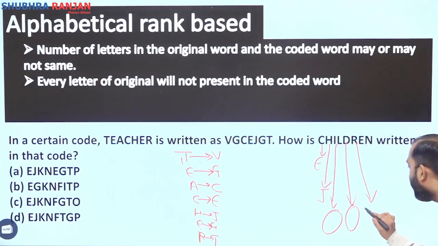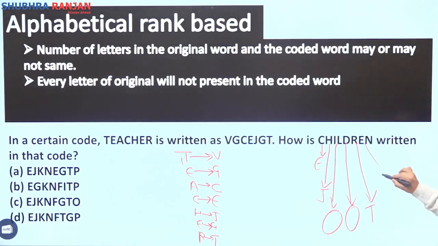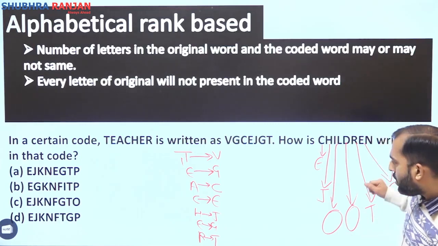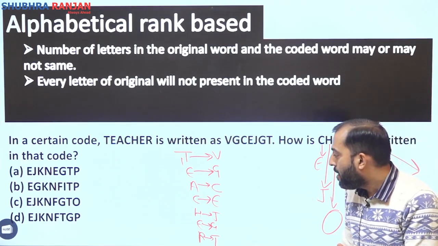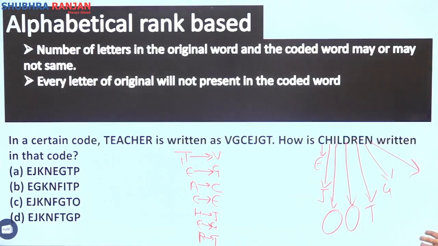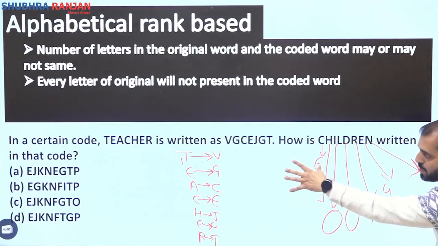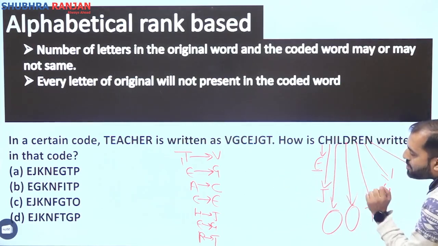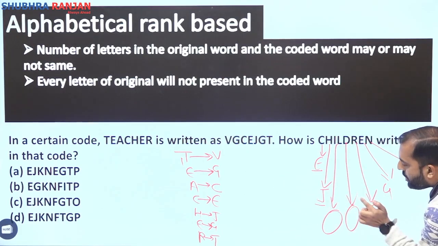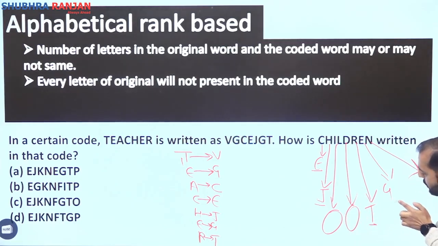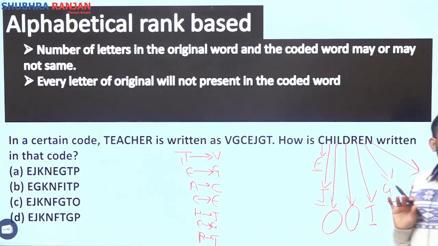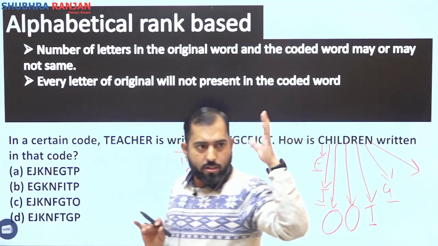R is replaced with T. Any code for E? Yeah, for E it is G, and for N it is... no idea. So as per this pattern, the first letter of my answer should be E, the second should be J, the fifth should be T, and the fifth should be G. I have no idea about the rest of the word, right?